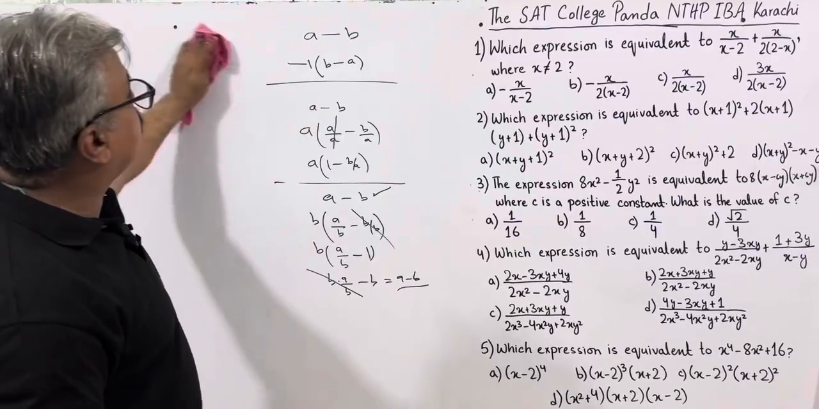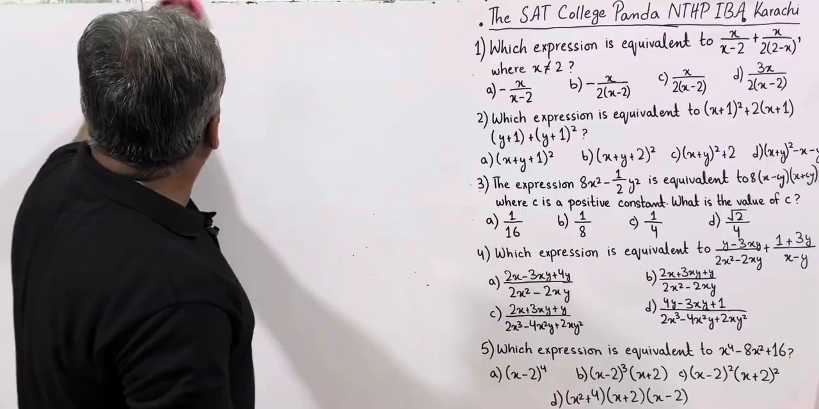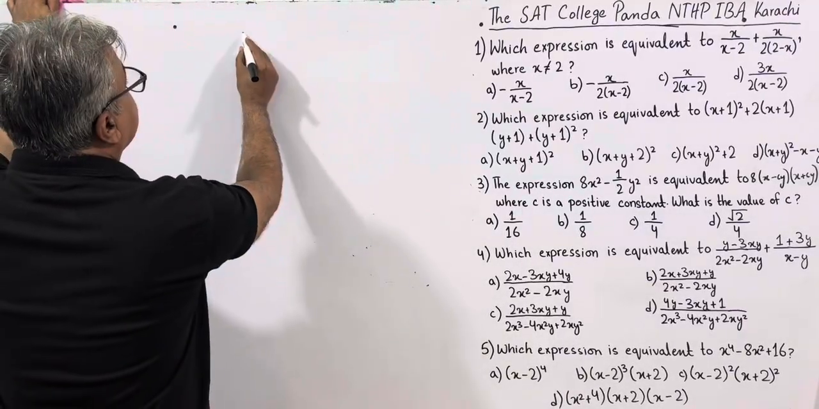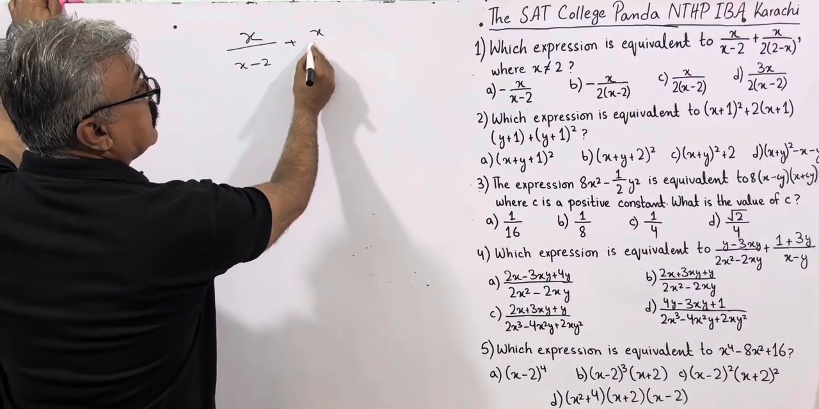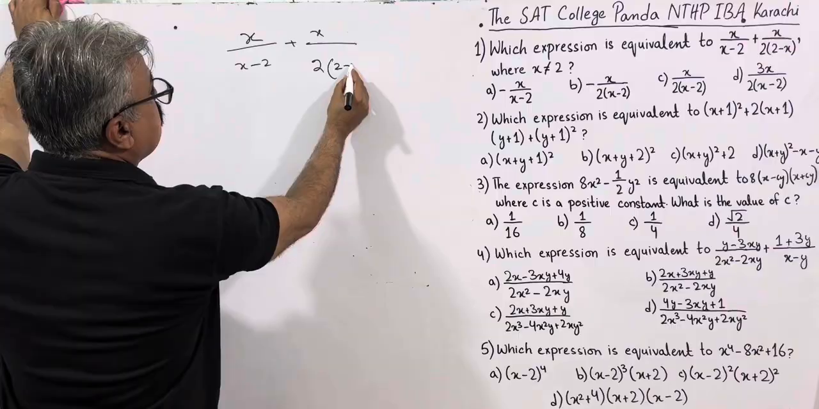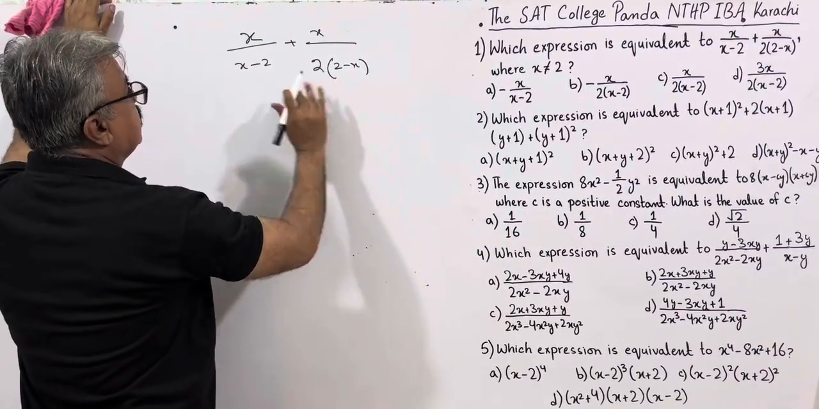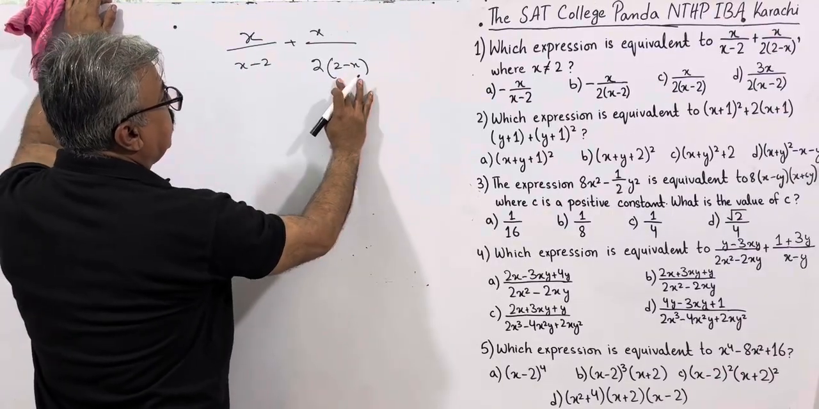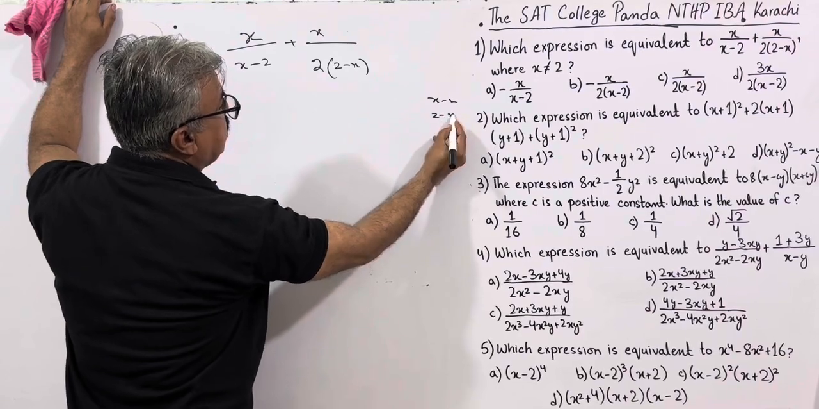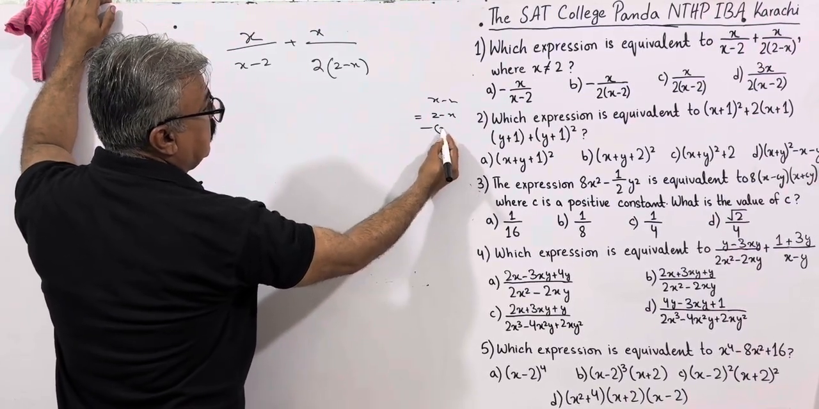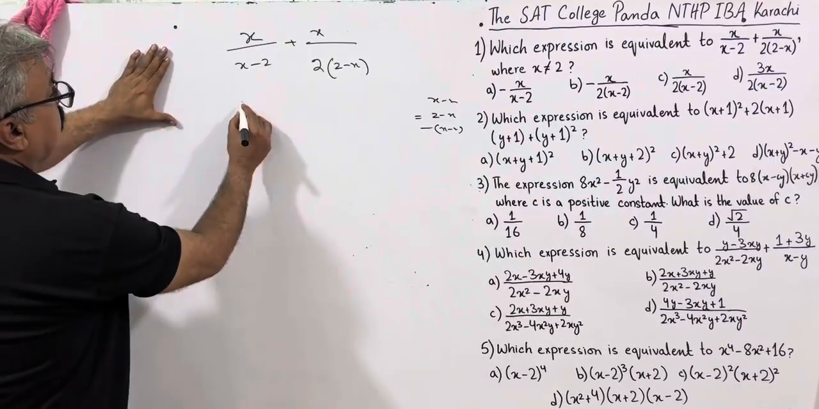Let's jot down question number 1 now. Now we are in a position to crack this nut. That is, we have the expression x over x minus 2 plus x over 2 times 2 minus x. Just look at this. This is x minus 2. This is 2 minus x. Take minus common from anywhere. If I take minus common from here, it will become x minus 2. Taking minus common works wonders in that question.